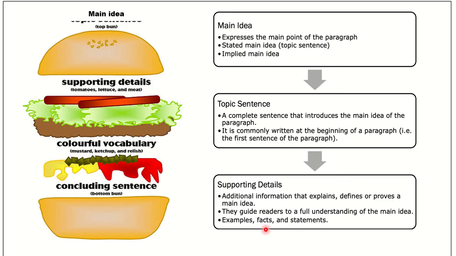After that, in one particular paragraph, you're going to have a couple of other sentences that support the main idea. What does it mean by supporting? These sentences are additional information that explains or defines or proves the main idea. The function of supporting details is to guide readers to a full understanding of the main idea.